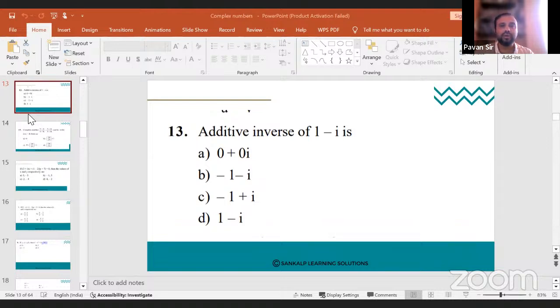The additive inverse. Option C is the answer directly. You can give the correct answer. It is option C. Why? Because for the additive inverse, the real part is positive, so it will become negative. The imaginary part is negative, so it will become positive. -1 plus i. This is the answer. Yes, option C is the correct one.